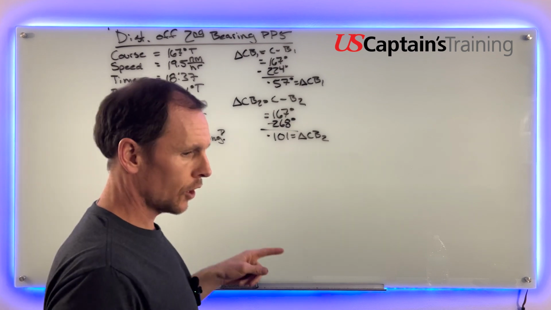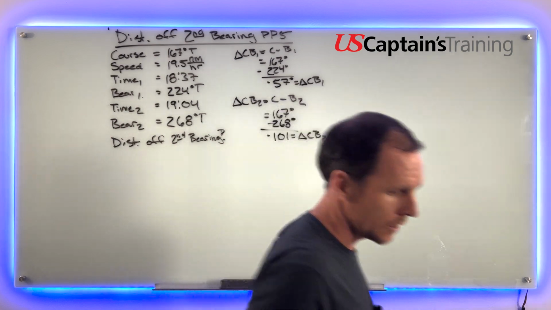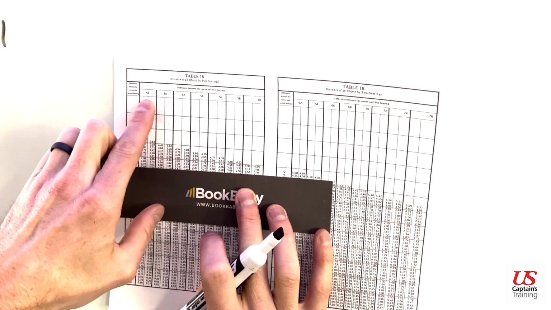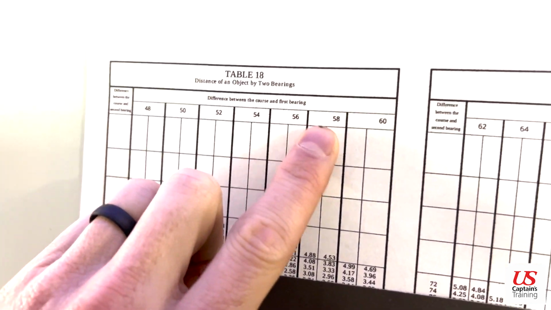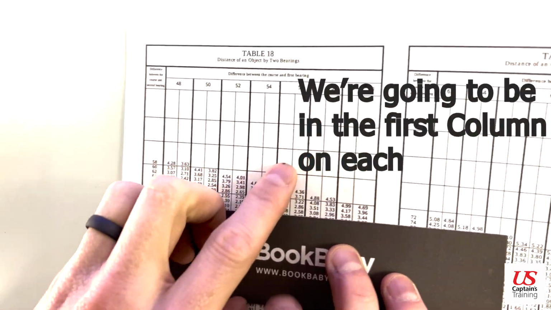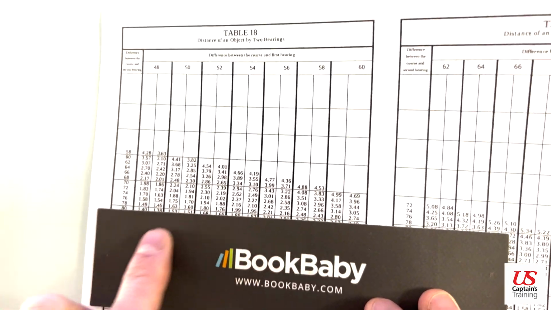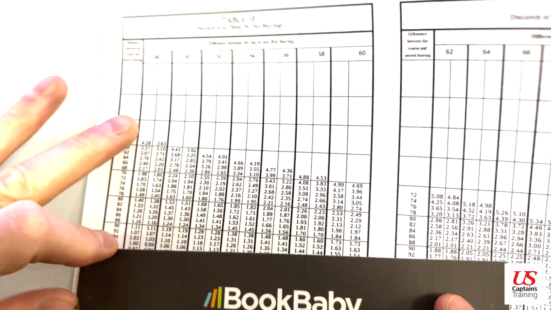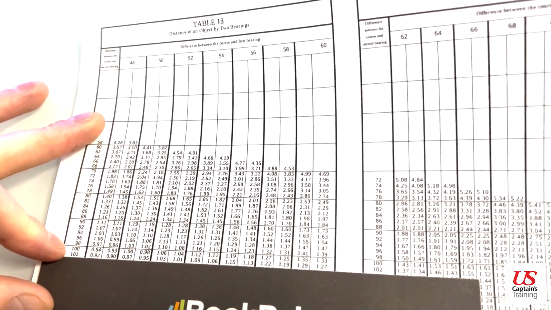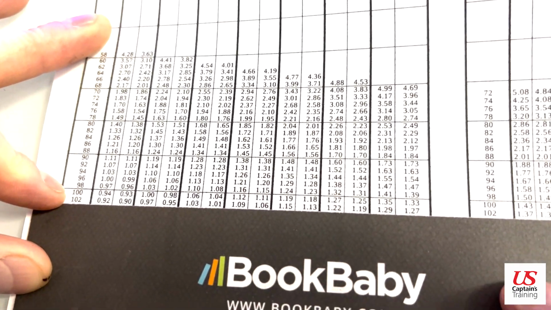Now we are going to go to our table in the Bowditch, table 18. Come take a look at this table for me. The top row is bearing 1. We're on 57. Here's 56. Here's 58. We're going to be in the first row on each. Now we're going down to 101. We slide down the left side and find 100 and 102, but there's no 101. So we have to do an interpolation to get these values.